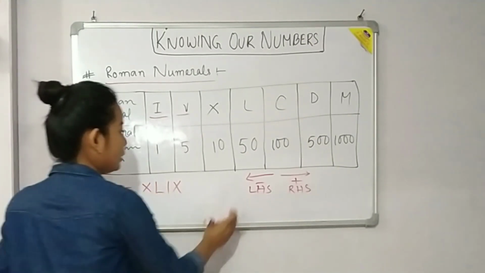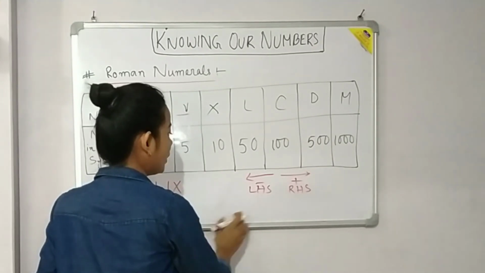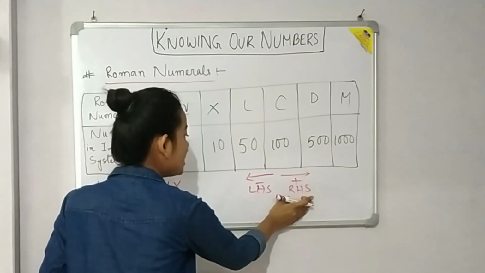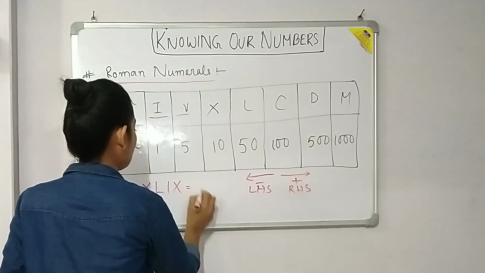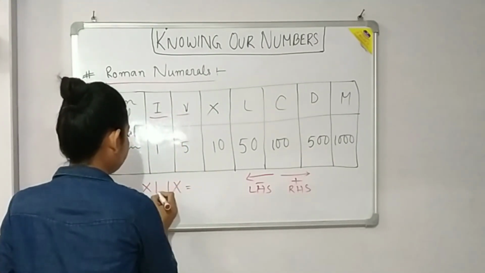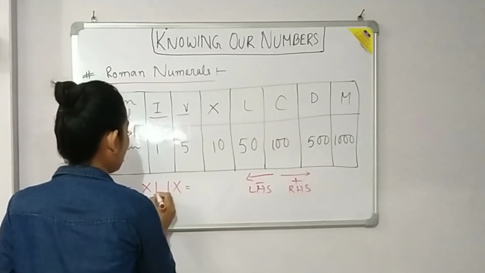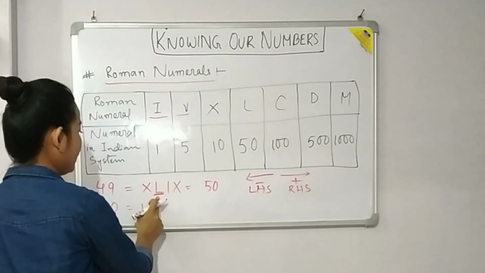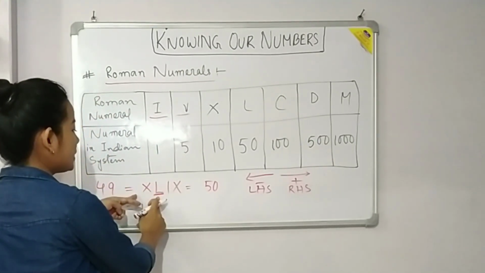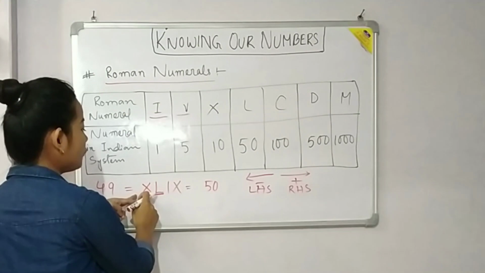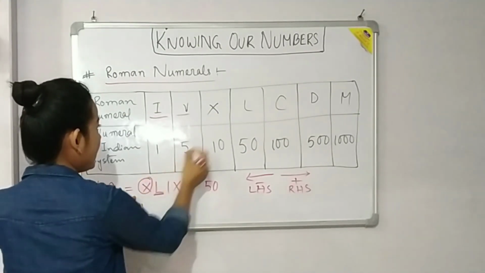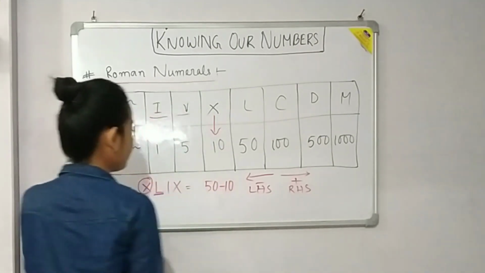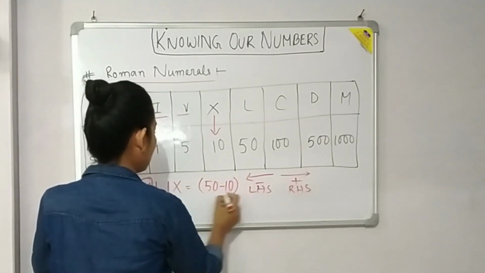For that, again let me remind you one more time that the LHS of a number means subtraction, and the RHS of a number means addition. So let me show here that L means 50. L means 50. LHS of L means subtraction, and what are we subtracting? X means what? X means 10. So we are subtracting 10.